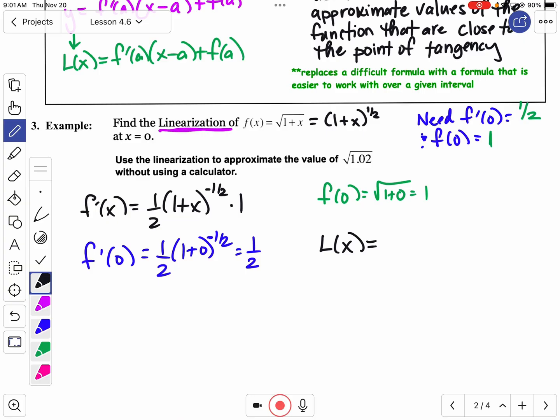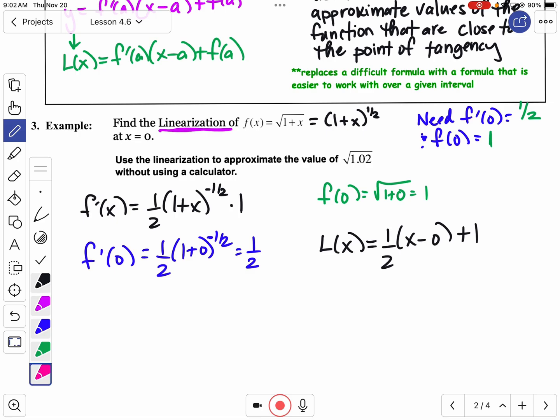So to find the linearization, do your derivative. f prime of x, it's a chain rule, but it's an easy chain. Then plug in 0 to get 1/2. That's my slope, and I need my ordered pair. So I'll plug in 0 to the original function, which gives me 1. Now when I write my tangent equation: 1/2 x minus 0 plus 1. That's my linearization. How'd you do on that? We should be good on that.